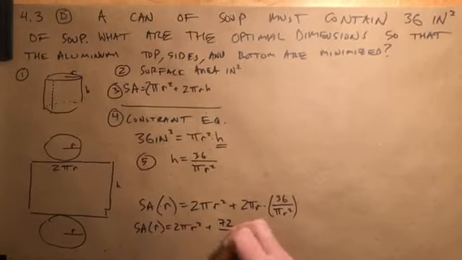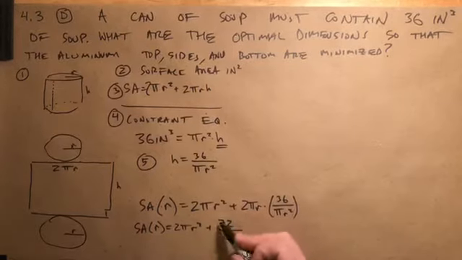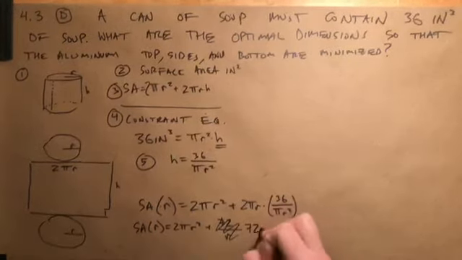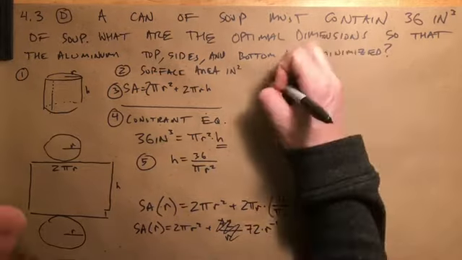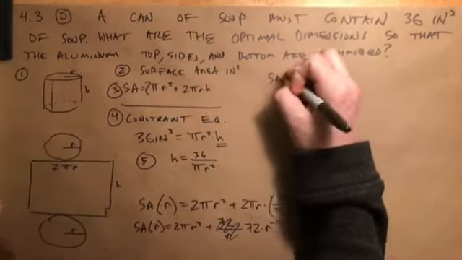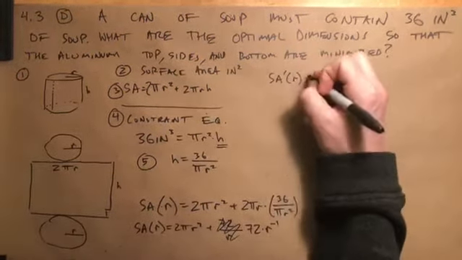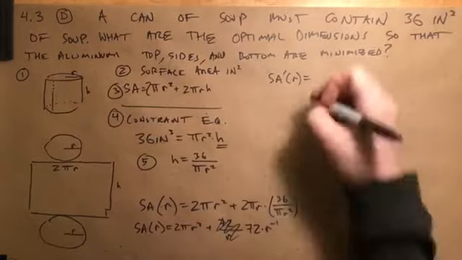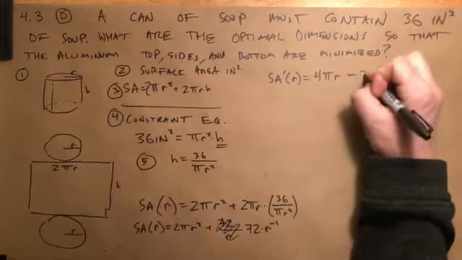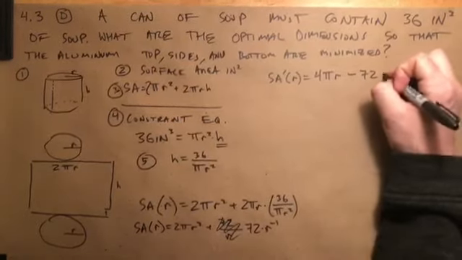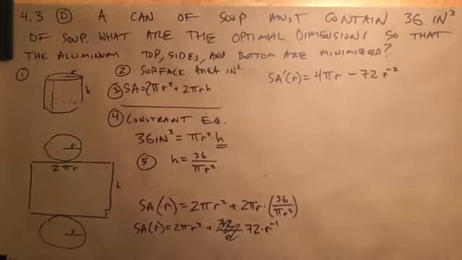We'll just have this over r, which I'm probably just going to think of as 72 times r to the negative first. So there we have it. Now it's time to take our derivative. And so the derivative of the surface area with respect to r is 4 pi r minus 72 r to the negative second.